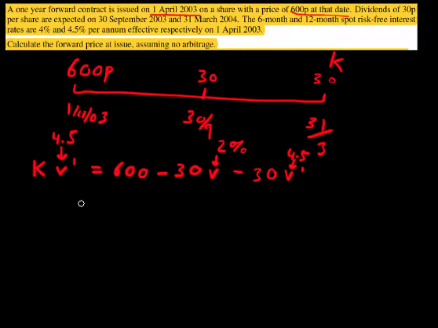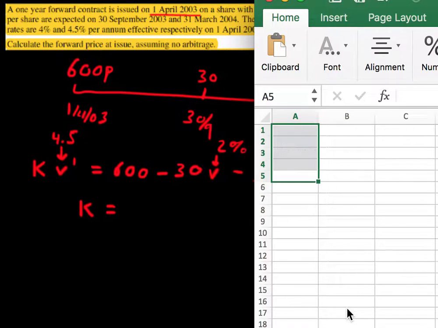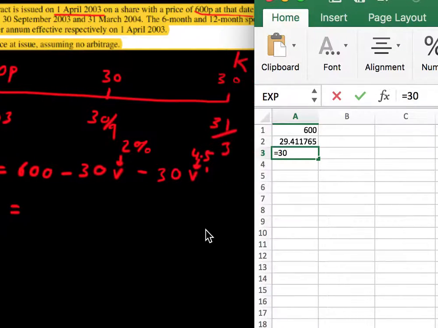Okay, and so now we can very easily find K just by using our calculator or Excel in this case. So over here I already did it just to make sure I could. So we're starting with 600, and then we're going to be getting rid of 30, let's just say divided by 1.02 because we're just doing it one time. And then we have again minus 30, and we're going to discount it at 4.5%, so 1.045. So 30 divided by that.